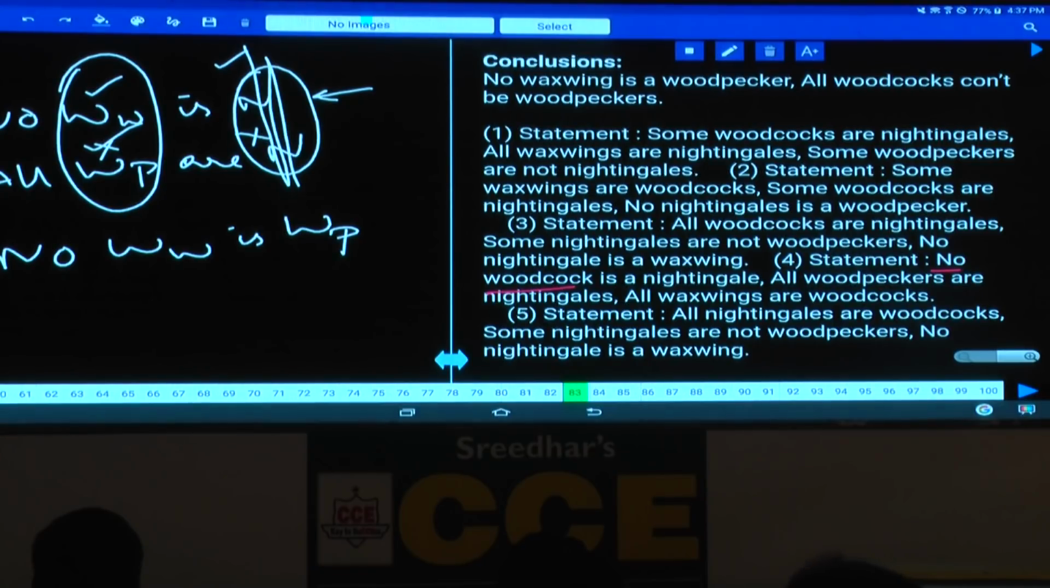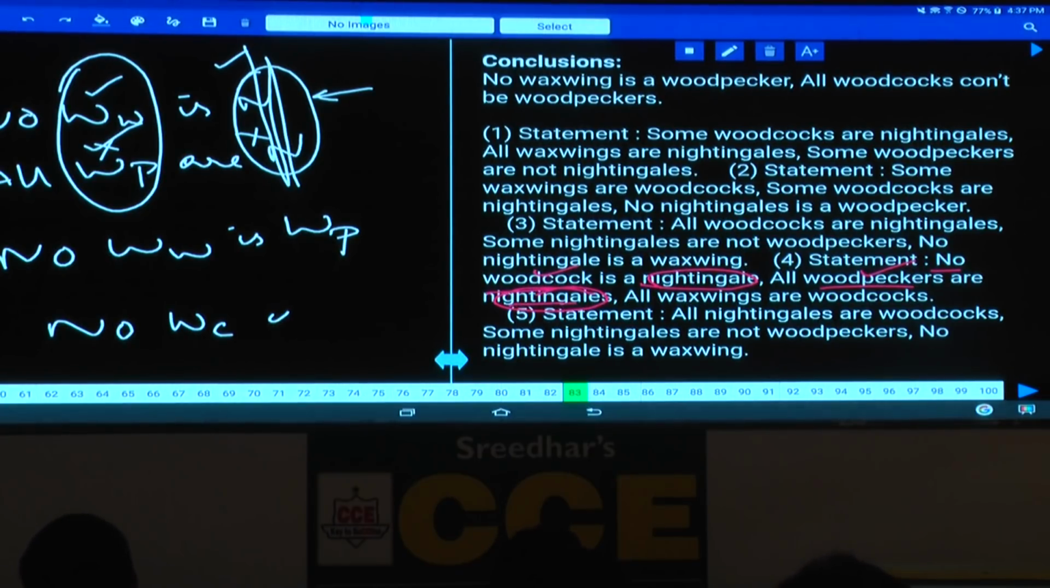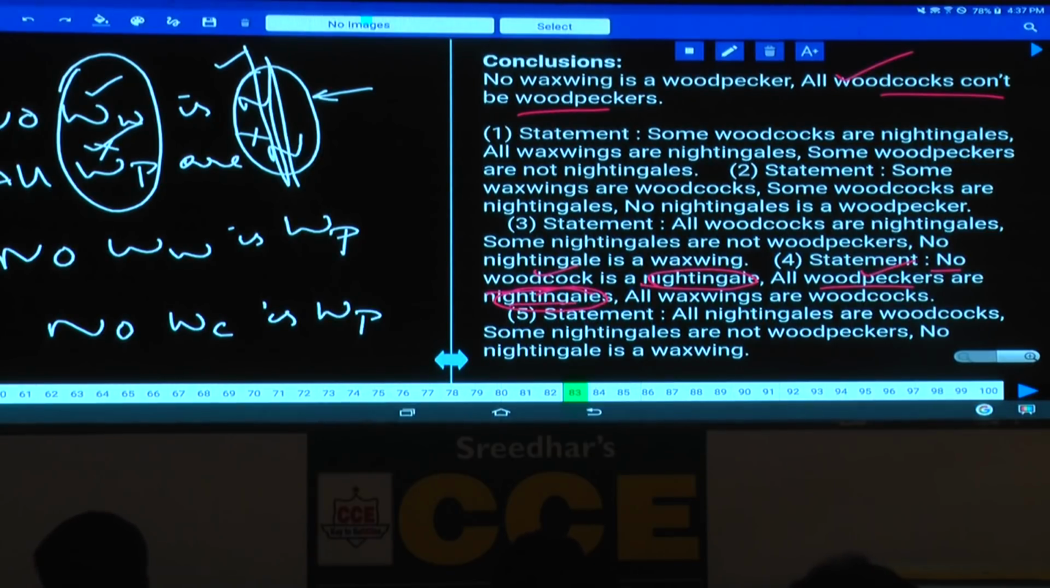And the next one, woodpecker. All woodpeckers are nightingales. Now nightingale is the middle term which is left over. Now the conclusion must be in between woodcock and woodpecker. That means what is the conclusion I got here? No woodcock is woodpecker is the final conclusion. As no woodcock is woodpecker is the definite conclusion, all woodcocks cannot be woodpeckers is definitely true, because no woodcock can be woodpecker. Isn't it? And so what is the answer here?